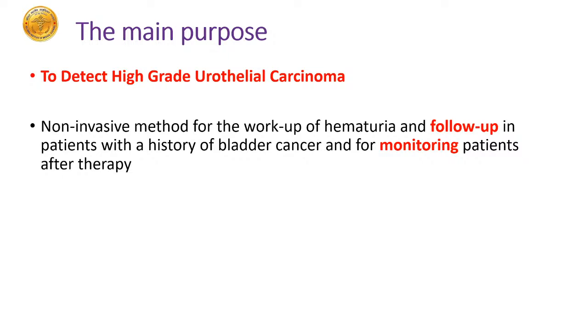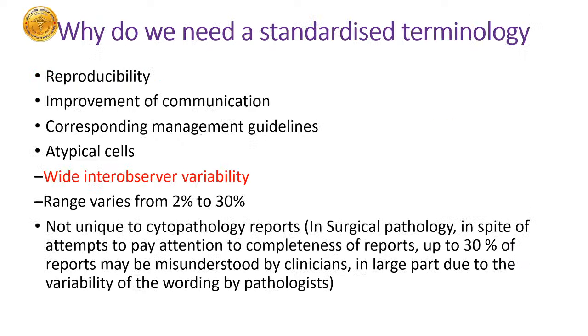So the main purpose of the Paris classification was to detect high-grade urothelial carcinoma. This is our main concern, and this is the chief goal, to detect high-grade urothelial carcinoma. It is also used for follow-up in patients with a history of bladder cancer, for monitoring and surveillance of patients, including after therapy. Next slide, please.